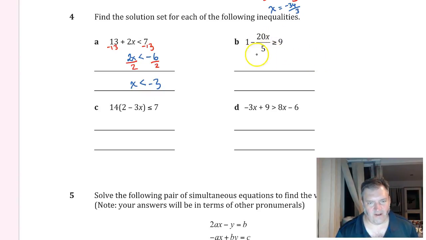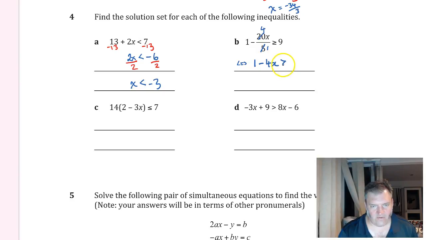Over here at this next one. Ooh, ugly because it's got 20x over 5. But what do you notice about 20 and 5? Yes, they share a common factor. 5 goes into 5 once and into 20 4 times. So I can just rewrite this as 1 minus 4x is greater than or equal to 9.